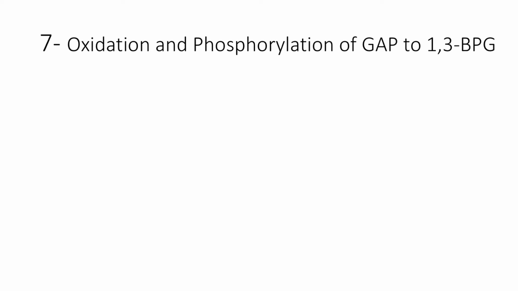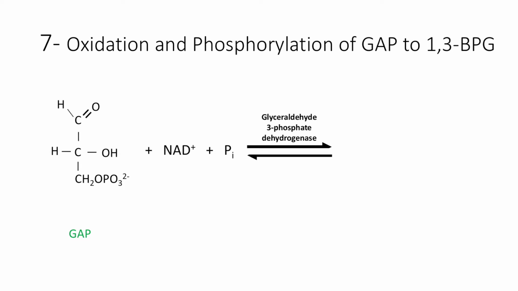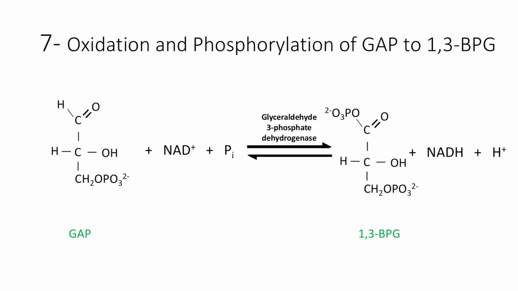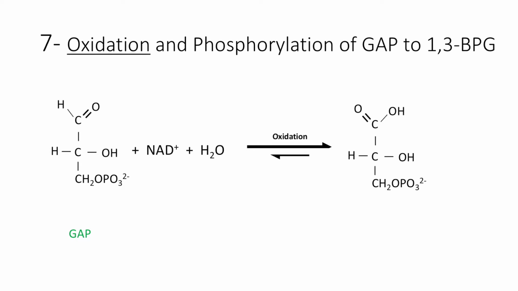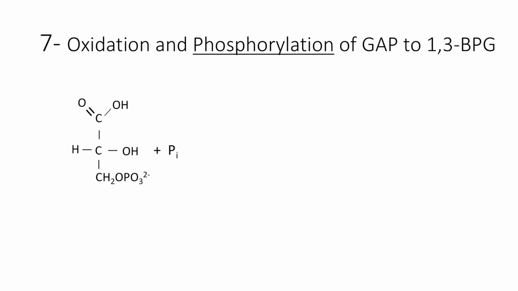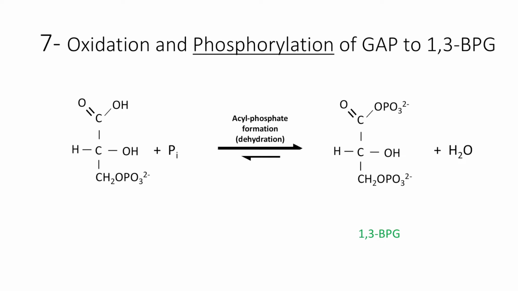Now that there are 2 GAP molecules, they can be oxidized and phosphorylated. This is done through the addition of NAD+ and inorganic phosphate. Glyceraldehyde 3-phosphate dehydrogenase helps to drive the reaction. The result is 1,3-bisphosphoglycerate. For this reaction, the GAP molecules first undergo oxidation, resulting in the formation of a carboxylic acid. The carboxylic acid intermediate then undergoes dehydration, forming 1,3-bisphosphoglycerate.